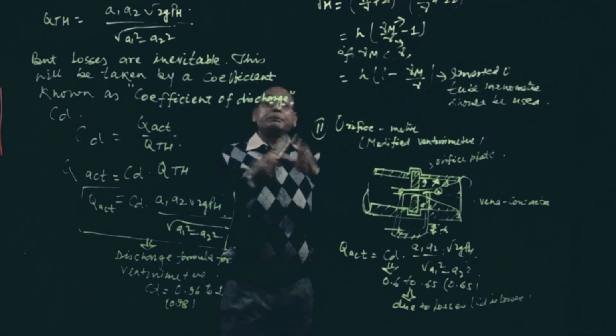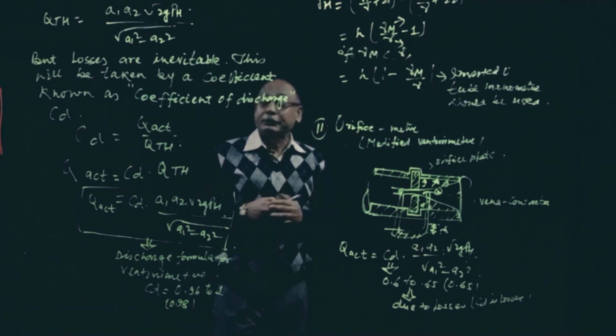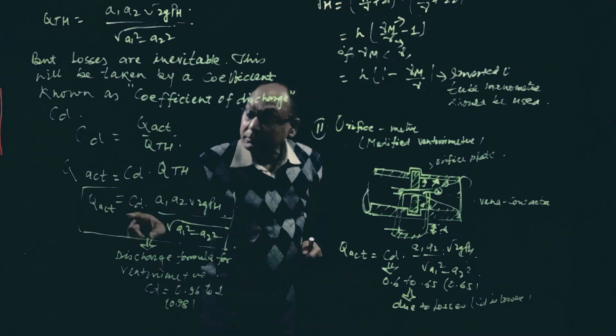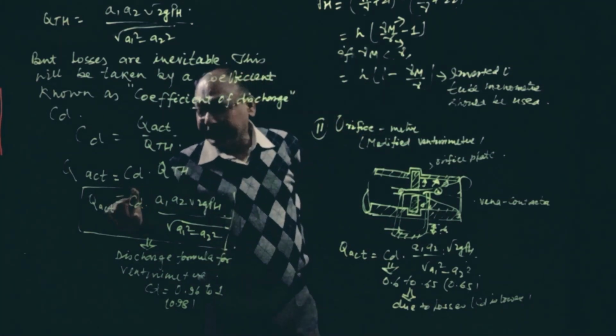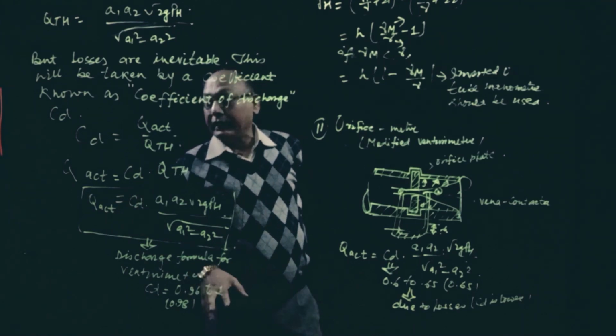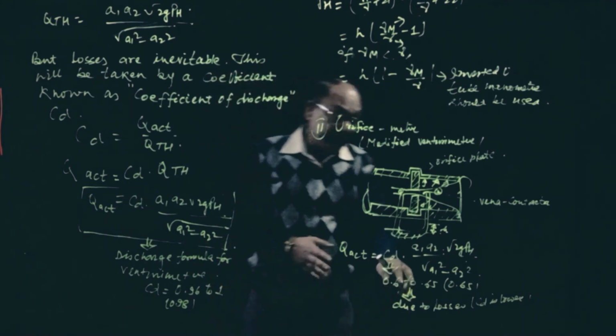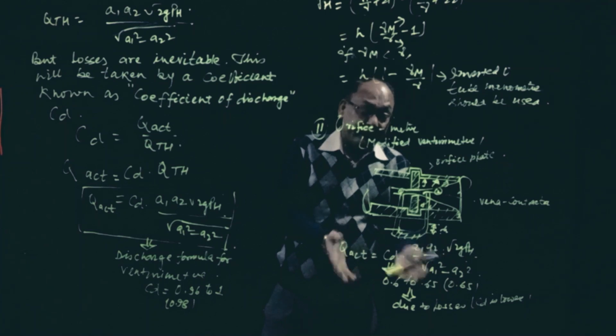That is the basic difference between the Venturi meter and the orifice meter. Both give the same equation. The only difference is that the coefficient of discharge here is 0.96 to 0.98, and there it is 0.6 to 0.65. So that is the difference.